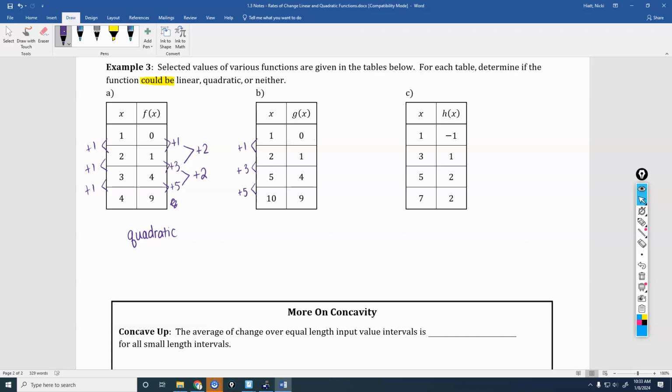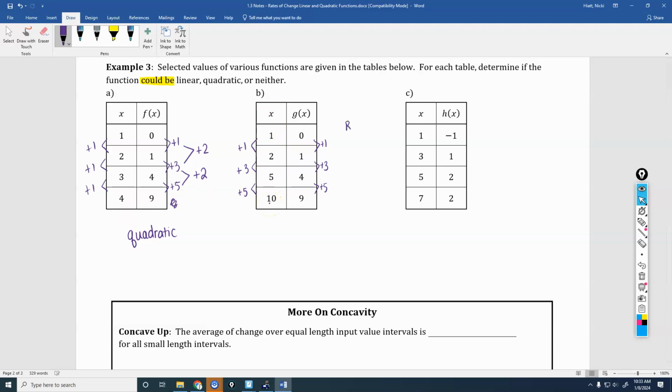Over on this side, we go up by 1, up by 3, up by 5. So if I'm doing my rate of change for this, over here I didn't even really have to consider rate of change so much because I was going up by the same amount each time. Over here it matters, so I've got to do change in y over change in x.